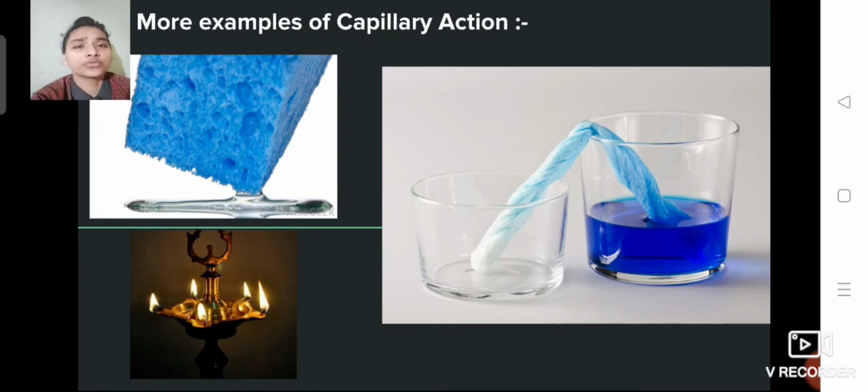Now if I were to tell you a few more examples of capillary action, the first example would be a sponge. Whenever you put a sponge in water, it absorbs water, and if you squeeze it, the water comes out of it. This is also due to capillary action only. Also you must have seen a diya. Whenever you put some oil inside it, the wick absorbs the oil and it lights up. So these were the examples of capillary action.